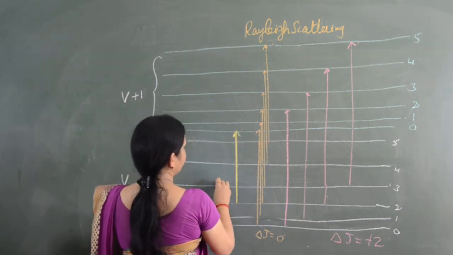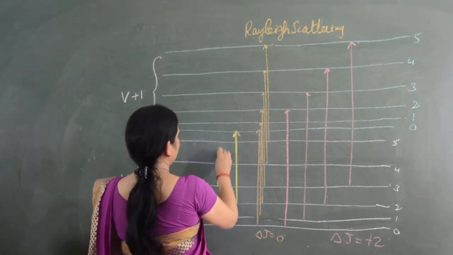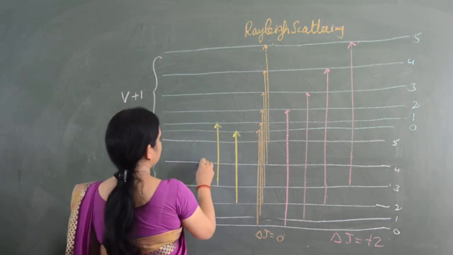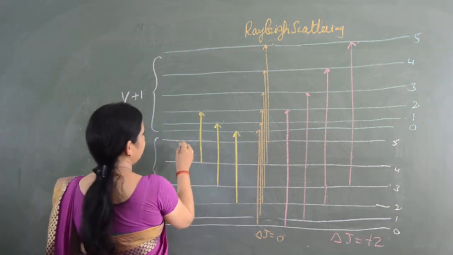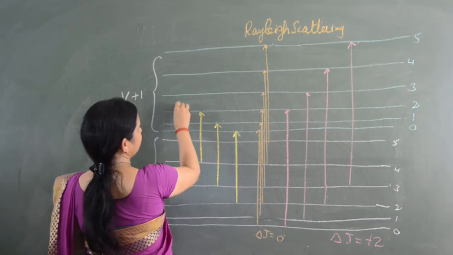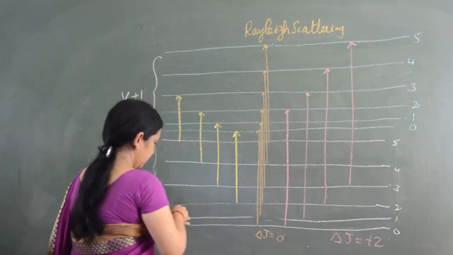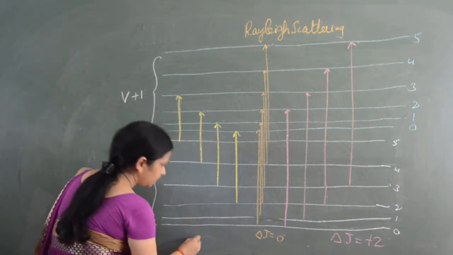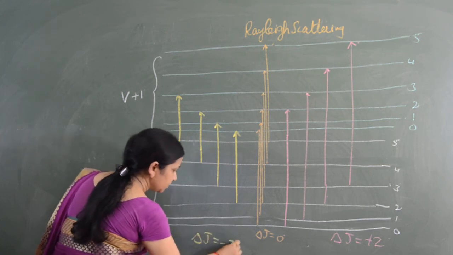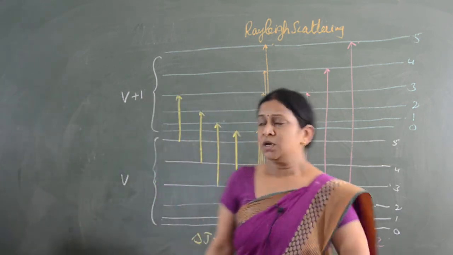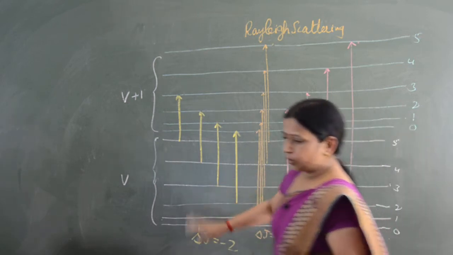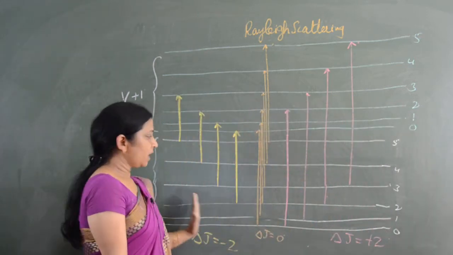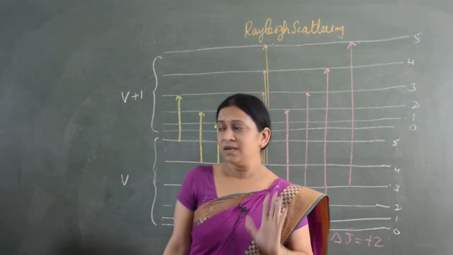Then 1 to 3, 3 to, it will go to 1. Then 4 to 2 and then 5 to 3. These are the lines which are delta J is equal to minus 2. So these are anti-stroke lines, this is stroke lines, and this we are having Rayleigh scattering.